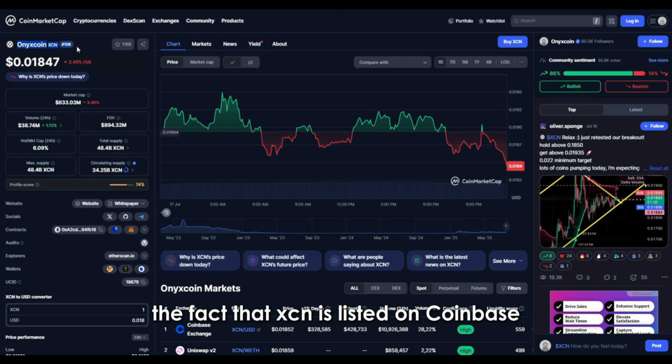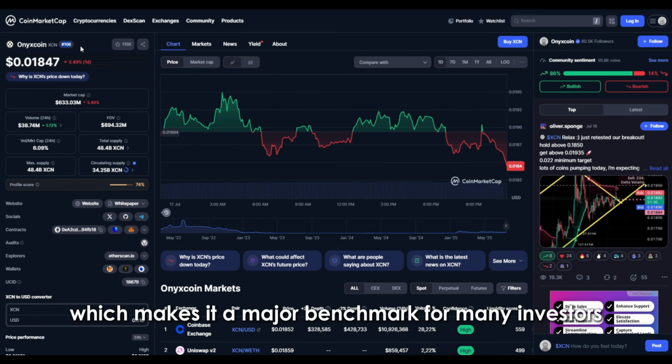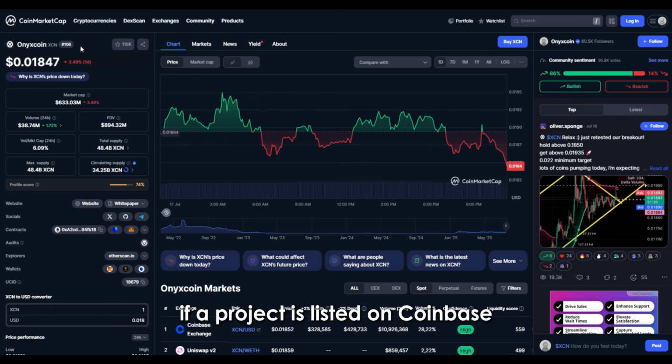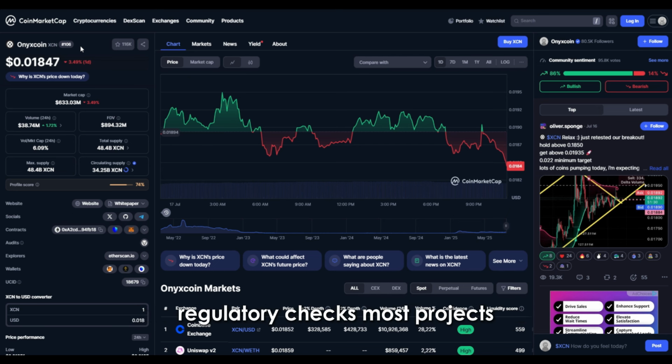Additionally, the fact that Xcn is listed on Coinbase, one of the world's most prestigious cryptocurrency exchanges, signals that the project is also trusted at an institutional level. Coinbase, based in the US, is known for its strict regulatory compliance, which makes it a major benchmark for many investors. If a project is listed on Coinbase, it means it has already passed through rigorous regulatory checks.